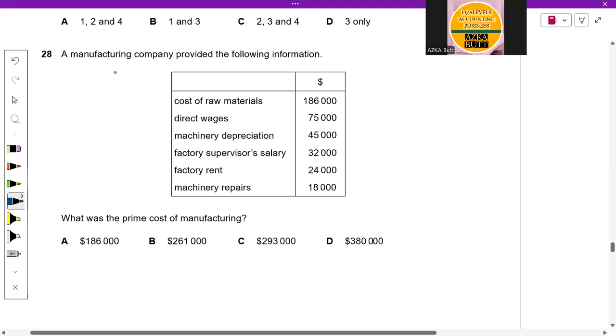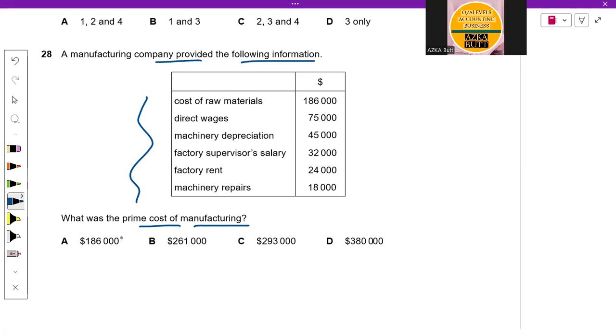So question number 28, a manufacturing company provided the following information. We have this information. What was the prime cost for manufacturing? So basically, prime cost in manufacturing includes direct costs such as raw material and direct wages. It does not include indirect costs like machinery depreciation, supervisor salary, factory rent, or repairs.